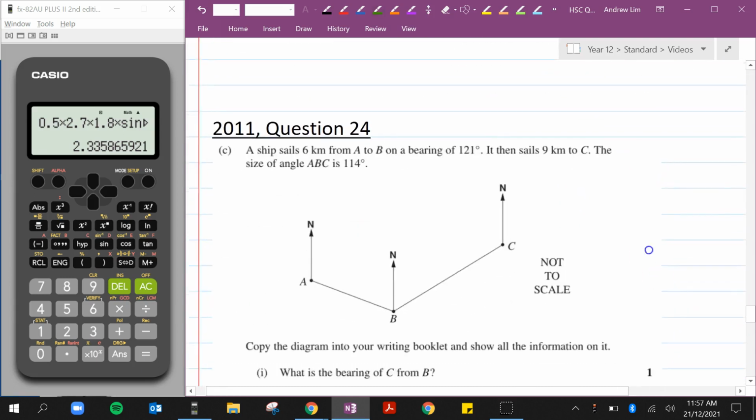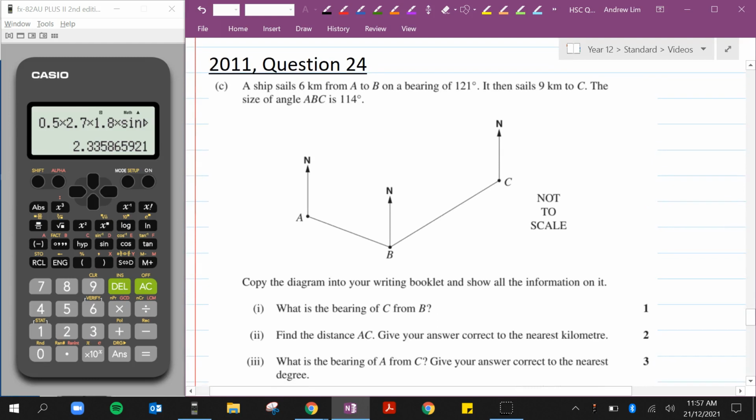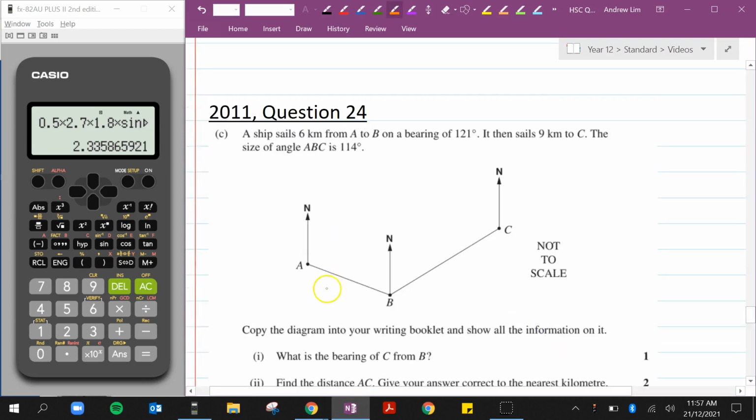Alright, let's have a look at question 24C of the 2011 paper. A ship sails 6 kilometers from A to B on a bearing of 121 degrees. It then sails 9 kilometers to C. The size of angle ABC is 114 degrees. So it looks like I need to add these key pieces of information to this diagram. From A to B, there's 6 kilometers on a bearing of 121 degrees. Then sails 9 kilometers to C. The size of angle ABC is 114.